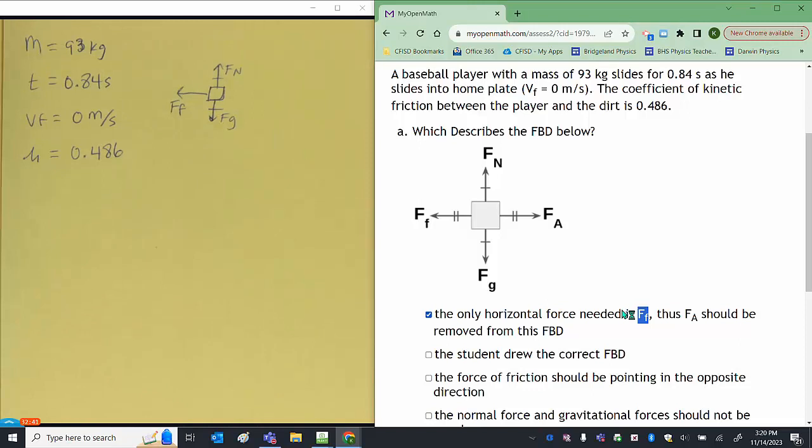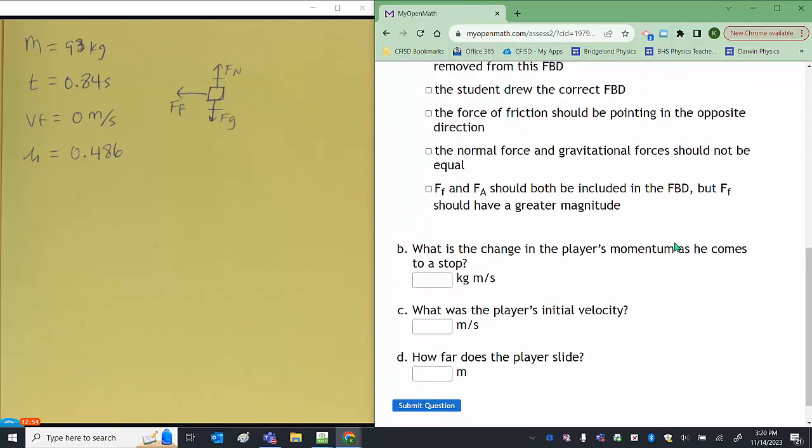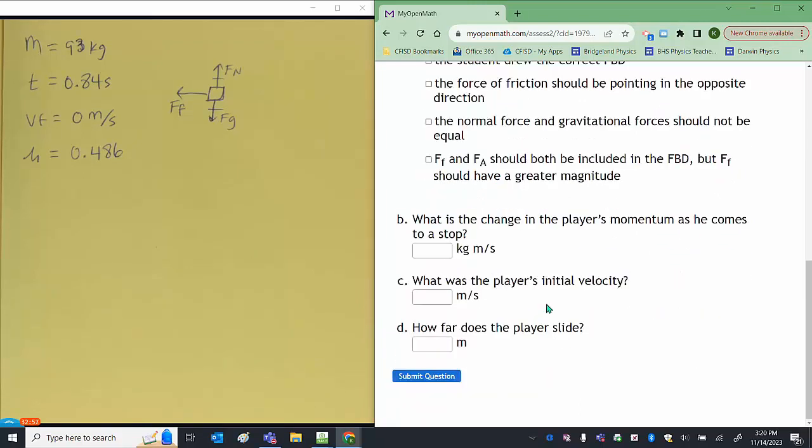Just like the last couple that we've seen. Okay, let's see. Nope, okay, so we're good with the rest of the statements. We only need to select that one. And we have some questions to answer here.